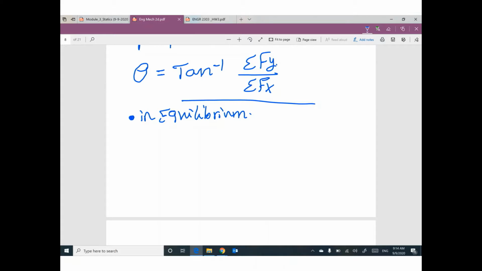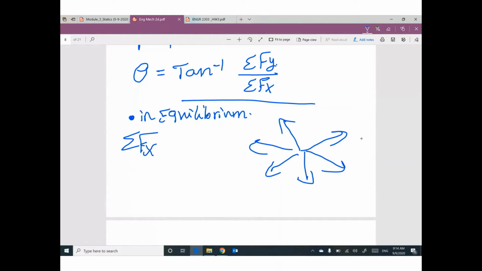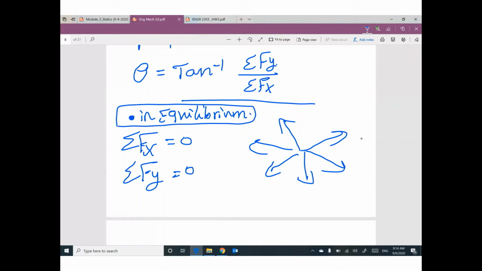So we have forces, many forces, and all of these forces are in equilibrium. That means if you break each force to 2 components, I can say summation of all horizontal components equals 0, and summation of all vertical components equals 0. Only if these forces are in equilibrium, or this particle is in equilibrium. We will repeat all of this.